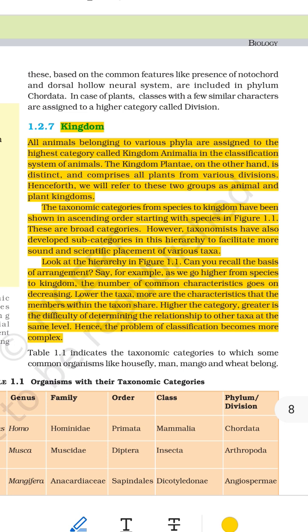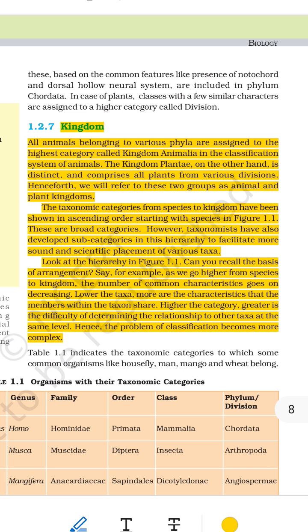The classification ladder, from smallest to biggest group. Here's the order from the smallest group to the largest group: species, genus, family, order, class, phylum (for animals) or division (for plants), kingdom. Now let's explain the last and biggest group in that list, kingdom.